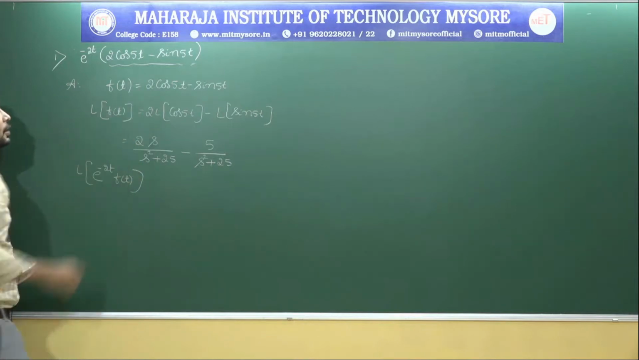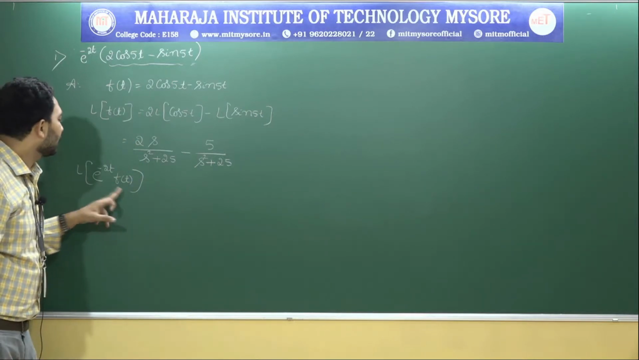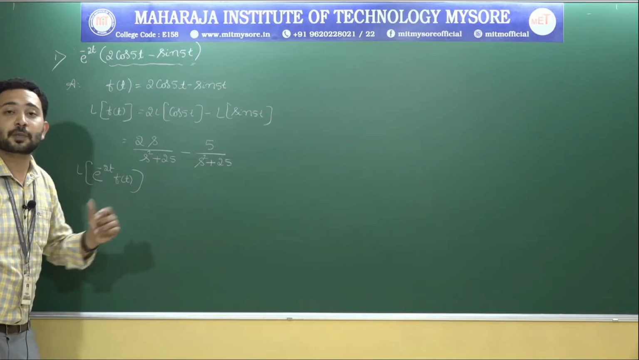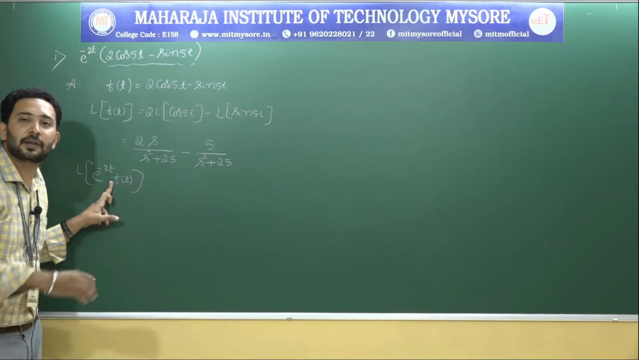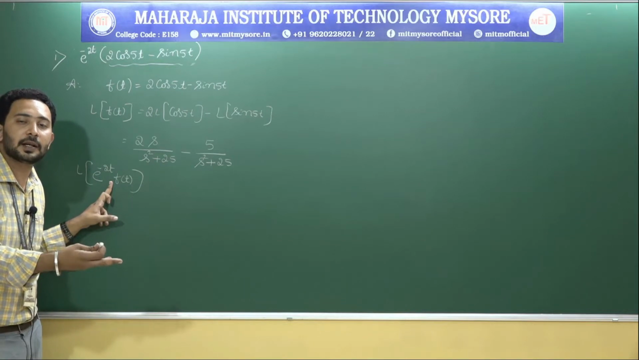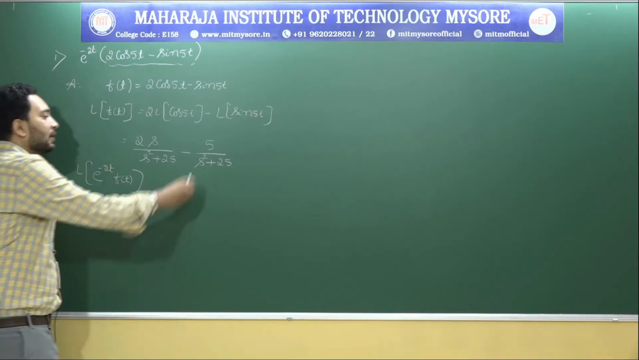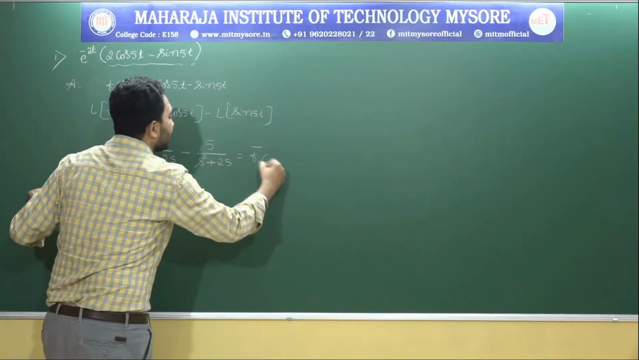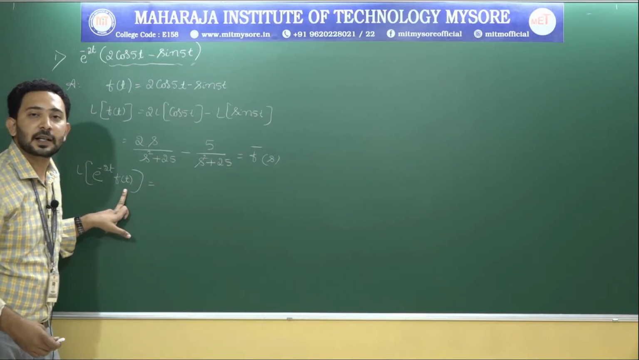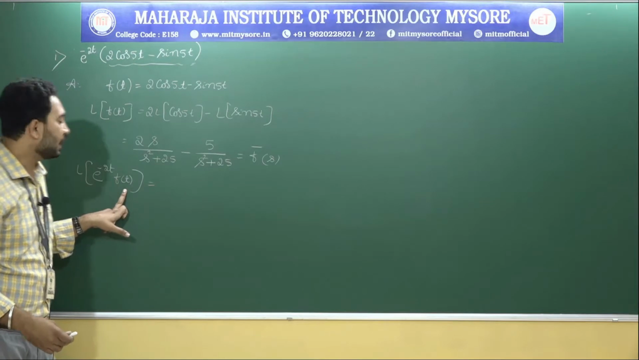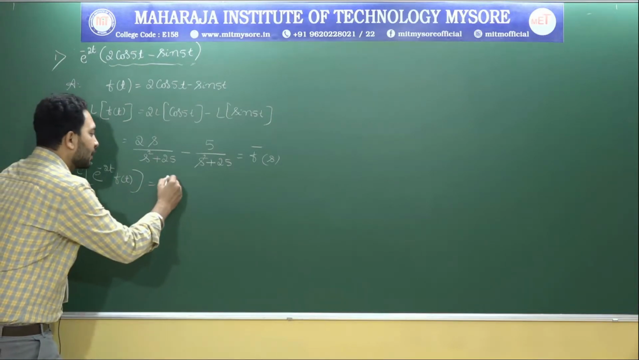So here f of t is 2 cos 5t minus sin 5t. Now I am going to apply the first property. Shifting property: if you have an exponential term in the question, then we apply the shifting property. So this is our f bar s. Laplace of e power at into f of t is f bar of s plus a. What is f bar of s plus a?